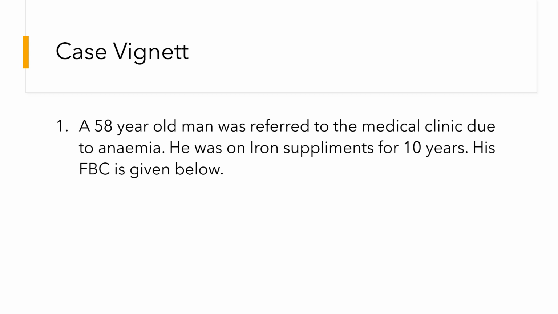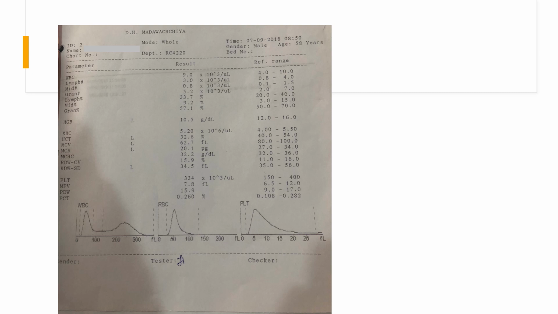So finally I would like to discuss one case, a true patient who came to our hospital. This is a 58-year-old man referred to the medical clinic due to anemia. He was on iron supplements for 10 years, and this is his full blood count. I think it's clear, even though it's a little bit darker. So hemoglobin is 10.5, and if you look at the red cell indices, MCV is 62.7 and RBC count is 5.2. So the RBC count is at the upper limit of the normal range.